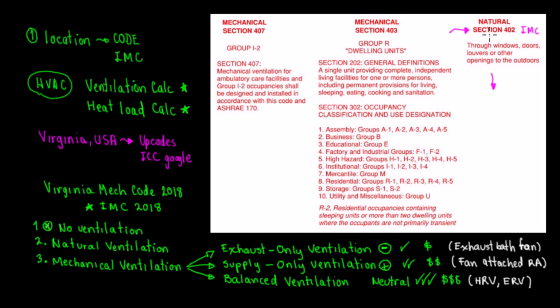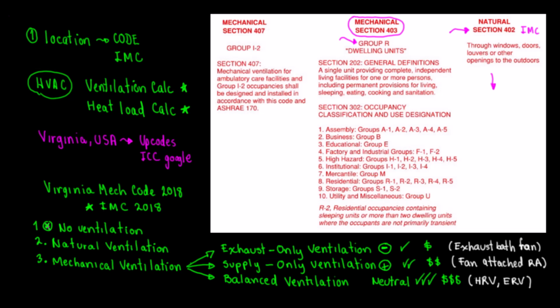For the code, you have section number 402, natural ventilation, and then what is the section for mechanical ventilation? For mechanical ventilation, you have to go check the IMC, section 403. Section 403 indicates that you have to ventilate, see, for group R. Which one is group R? Group R are the dwelling units.